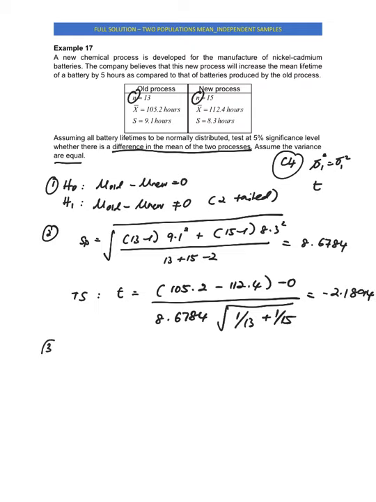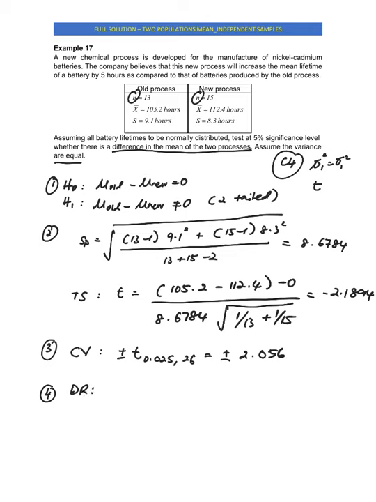Step yang ketiga, we want to decide on the critical value. Since this one is two-tail, don't forget plus minus t alpha over 2. So alpha kita is 0.05 divided by 2, 0.025. Degree of freedom dia 13 tambah 15 tolak 2, 26. So kita dapat plus minus 2.056. Okay, step yang keempat, state the decision rule.